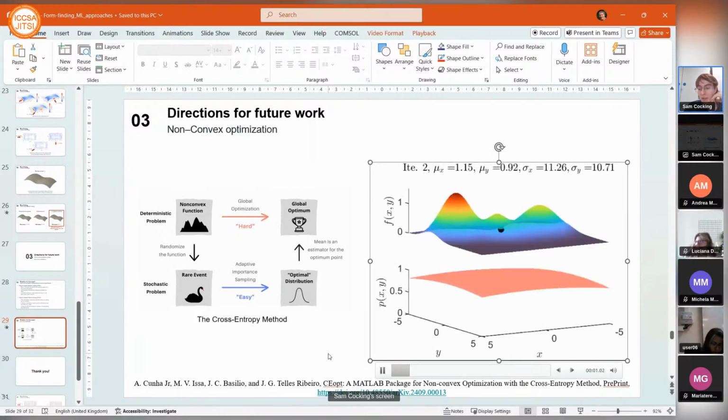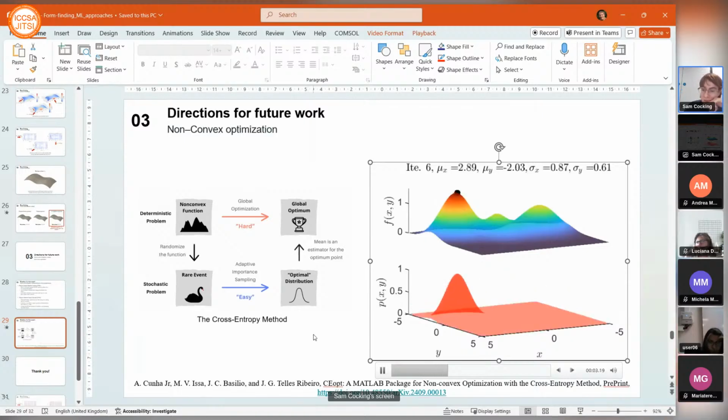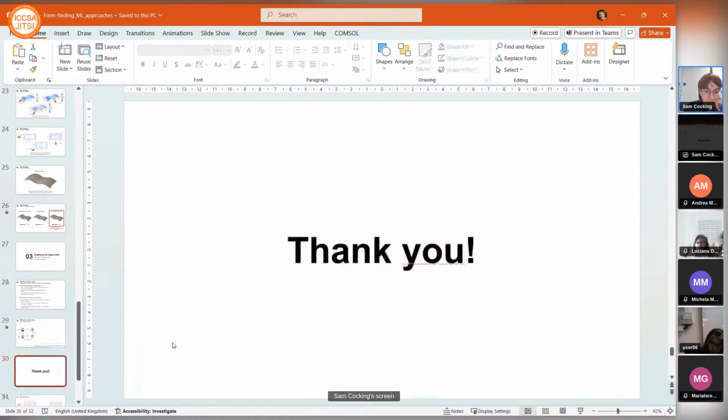So a quick simulation on a random non-convex function here shows that within a small number of iterations, this method does indeed zoom in on the global optimum. So those are two techniques that are forming ongoing work. And thank you. That was a whistle-stop tour, but hopefully there's a couple of minutes for questions.